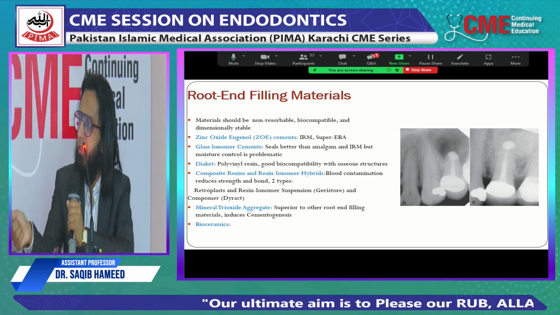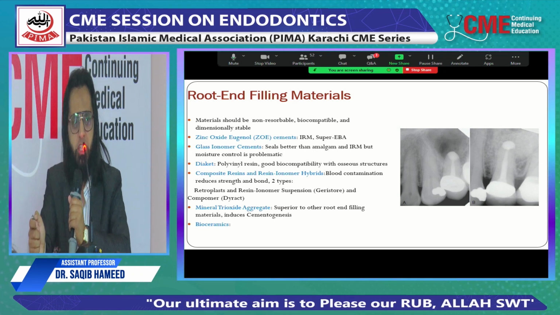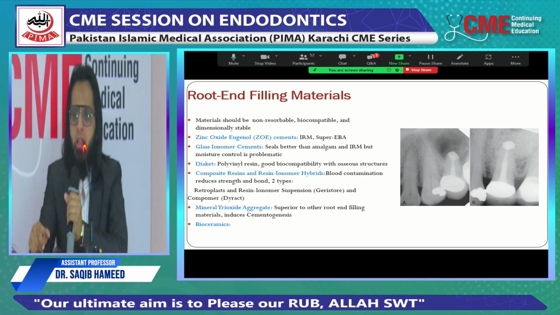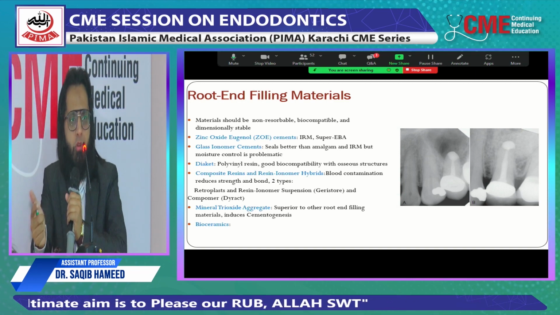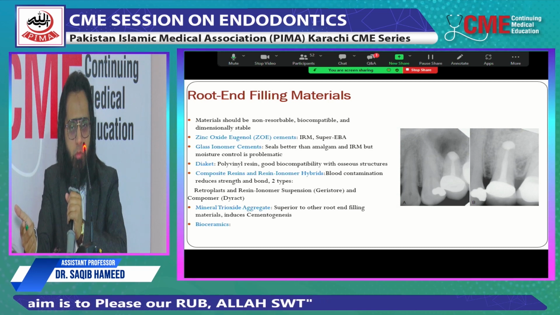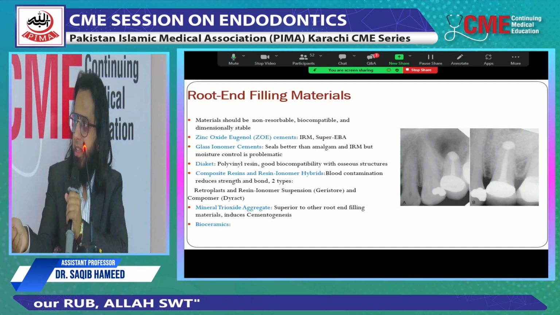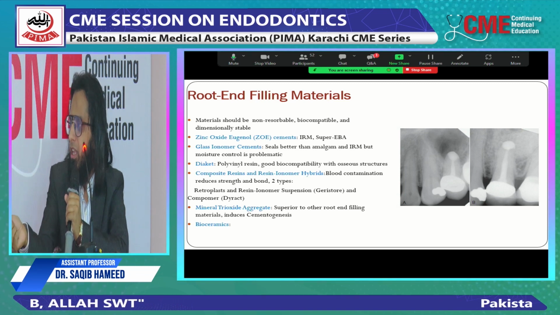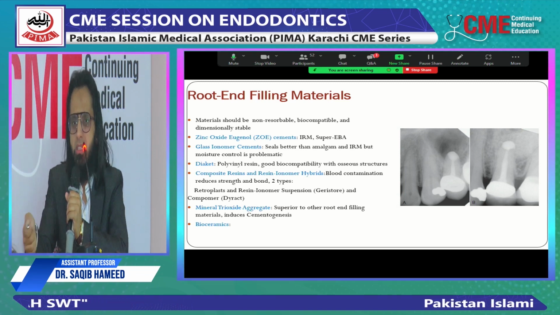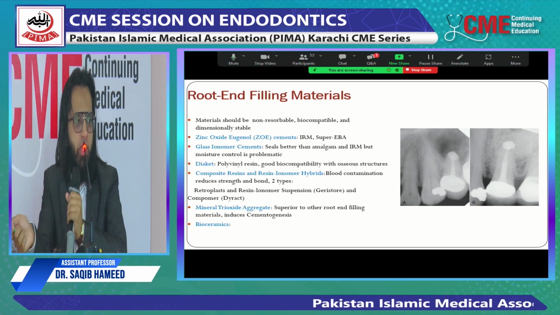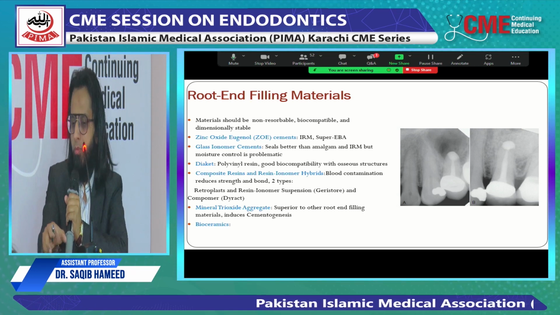And these are the different materials that we use. Traditionally, amalgam was used to fill the apical area, but nowadays we do not use it anymore. We use more biologically active materials like MTA or Biodentine. These are the list that we get in the literature, but frankly speaking, we just use MTA or Biodentine more in these cases.